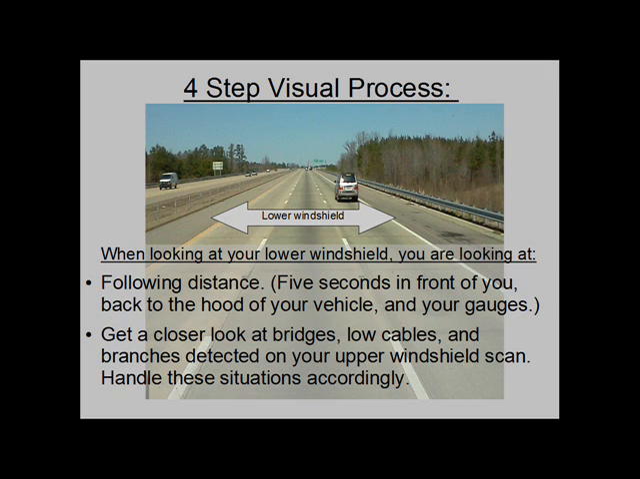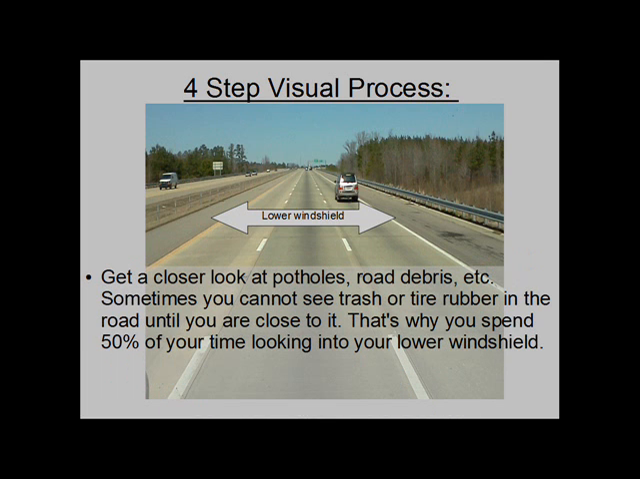Get a closer look at bridges, low cables, and branches detected on your upper windshield scan. Handle these situations accordingly. How to handle these situations will be covered under six-sided vehicle. Get a closer look at potholes, road debris, etc. Sometimes you cannot see trash or tire rubber in the road until you are close to it. That's why you spend 50% of your time looking into your lower windshield.